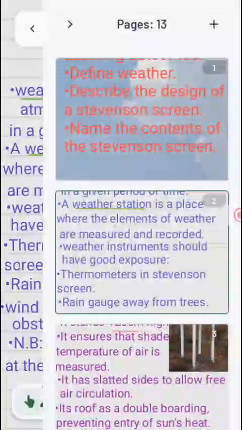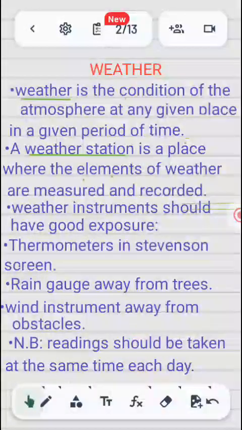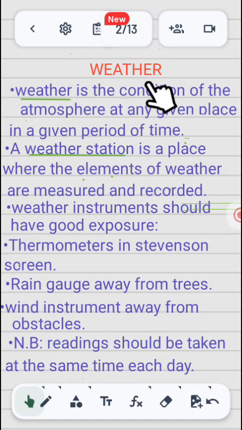So now let's talk about weather itself. What is this term? What is weather? Weather is defined as the condition of the atmosphere at any given place at a given period of time. So what do we mean by this?